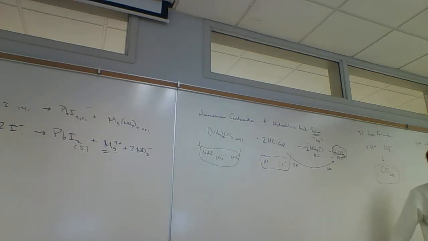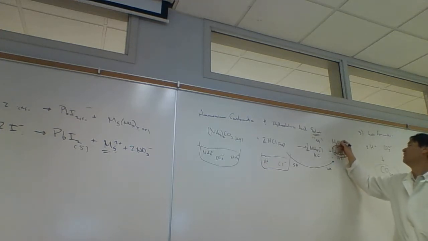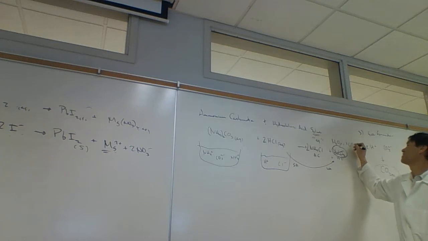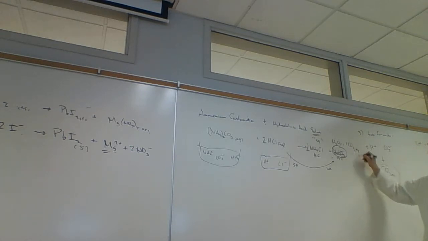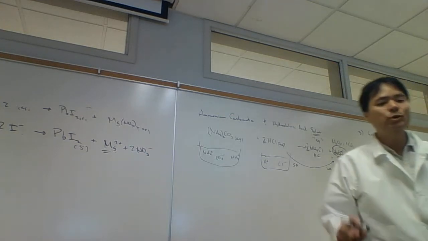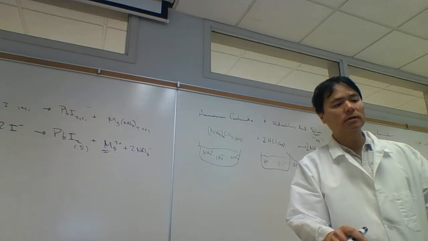Carbonic acid is unstable. And so carbonic acid shouldn't be a product because it's unstable. It's going to decompose into water and carbon dioxide. Carbon dioxide is a gas. Carbon dioxide is also known as a Lewis acid. But Lewis acids I'm skipping for this.